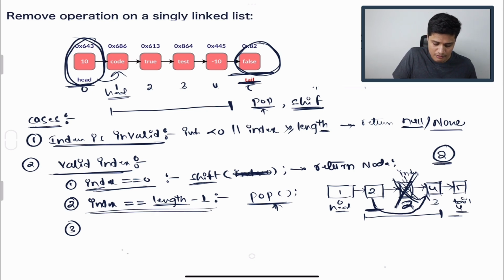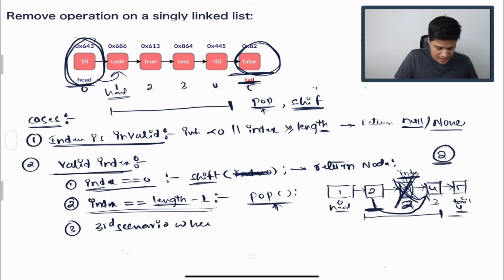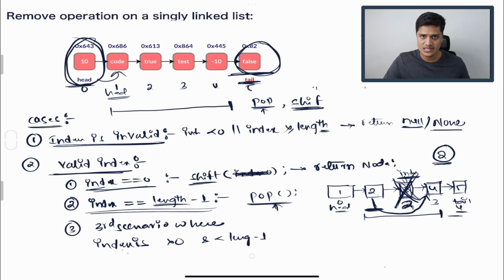What exactly we will do is, first we will go ahead and we will try to get the node that is at index minus 1th position, because in that node we have the reference of the node that is at indexed position. So we will simply update that next value with the next of the node that is at indexed position. So that is the third scenario where index is greater than 0 and less than length of the singly linked list minus 1. That means the very last index that we have.